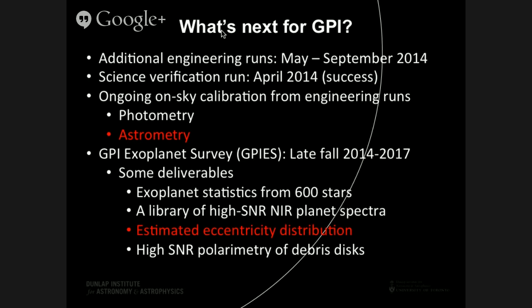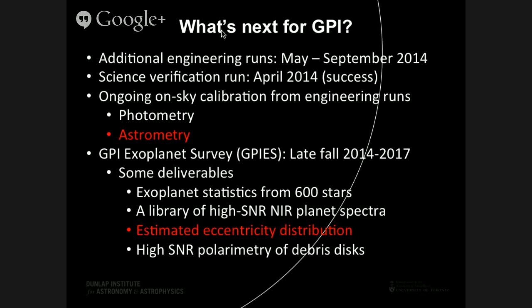So in particular, the parts that I'm in charge of are doing the astrometric calibration. This has been a really interesting and fun topic to work on. And then working on also trying to understand if we can actually pull out the eccentricity distribution over the course of a 3-year campaign. And I think we actually can. So those are active areas of work. So that's GPI. So that's taking us through about 2017.